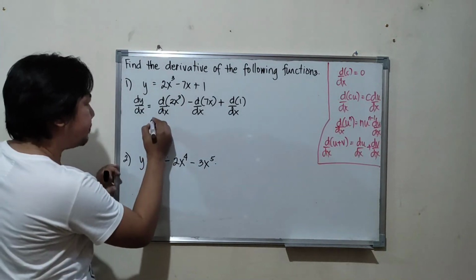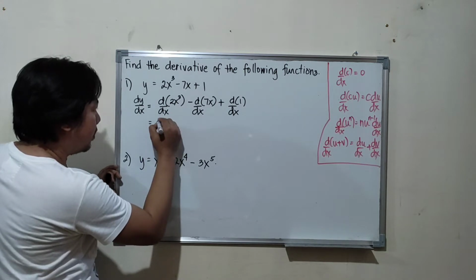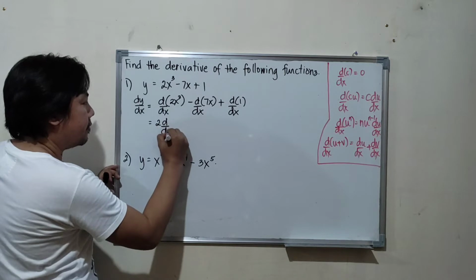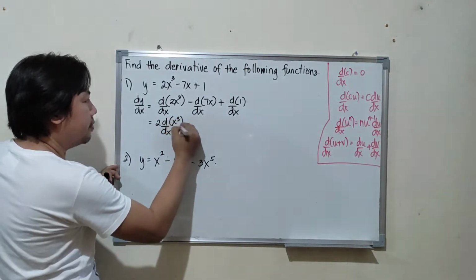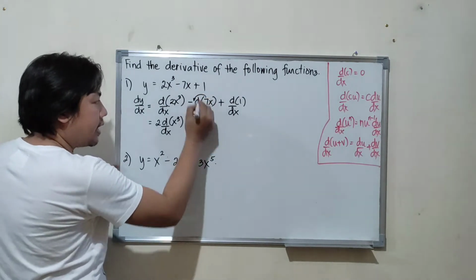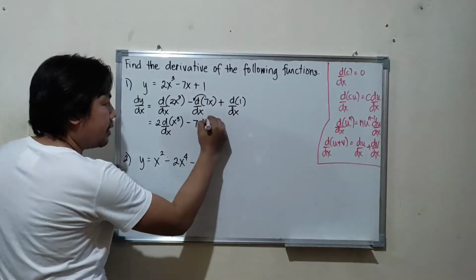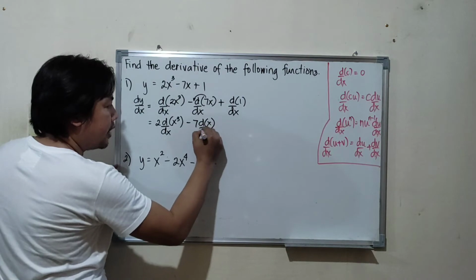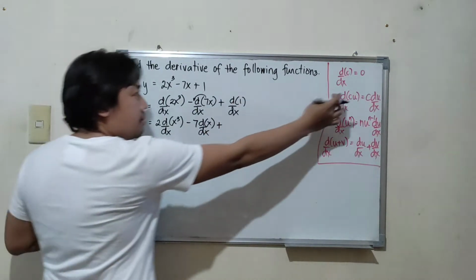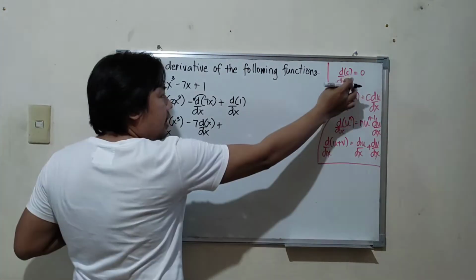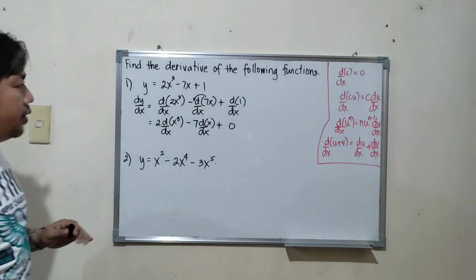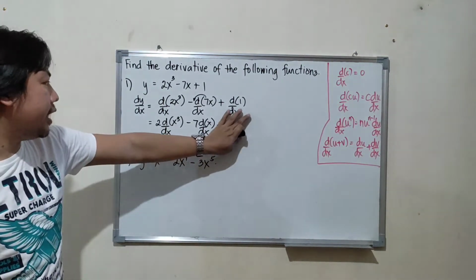Therefore, we have 2 times derivative of x cubed minus 7. So, labas lang yung 7 natin. We have 7 times derivative of x with respect to x plus derivative of constant. So, 1, that is constant. Derivative of constant with respect to x is 0. Okay, so 0 na to. So, pwede nang hindi sulat yan.